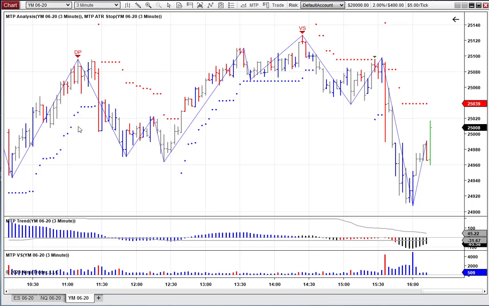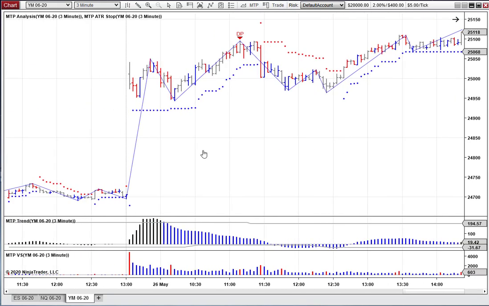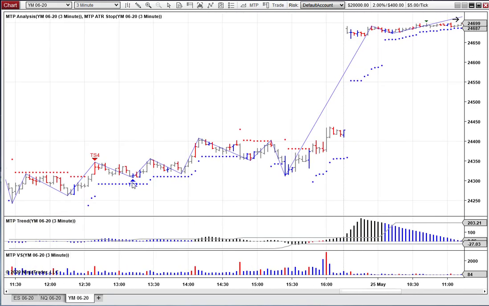For those of you who haven't seen other MTPredictor videos, we do not follow MTPredictor as a black box system. In other words, you can see the setups on our charts here. We don't blindly follow these, perhaps in the direction of our MTP trend, which is blue for up, black for making a reversal, and red for down, 100% of the time.